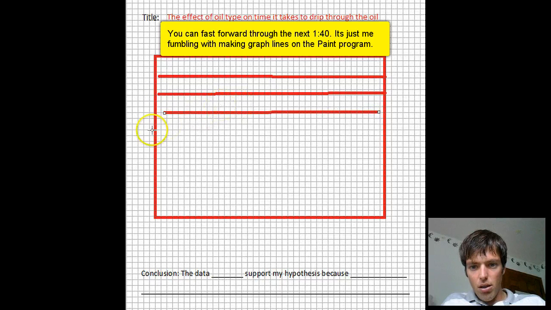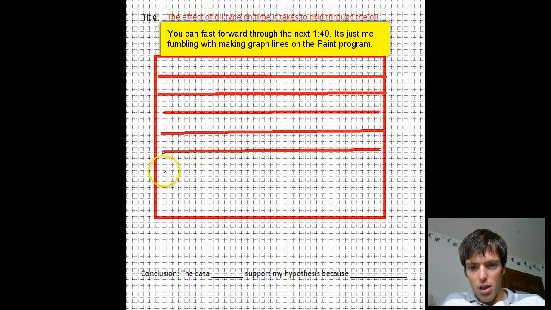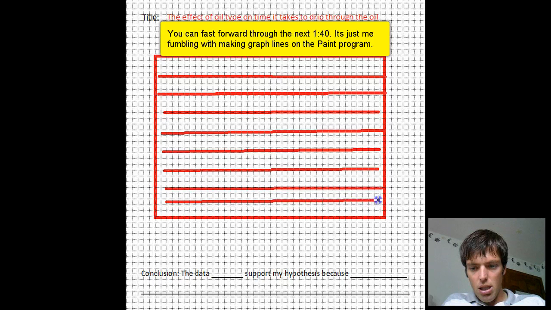3, your graph better look a lot nicer than this, 4, 5, 6, 7, oh, I'm in trouble, 8, 1, 2, 3, 4, 5, 6, 7, 8.